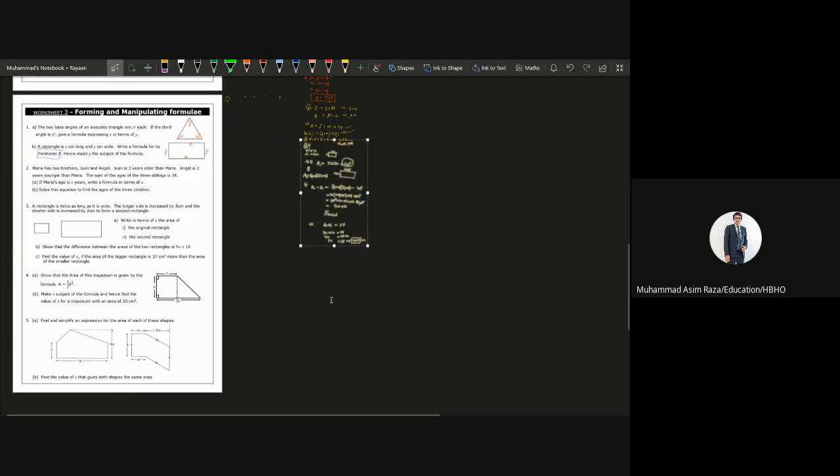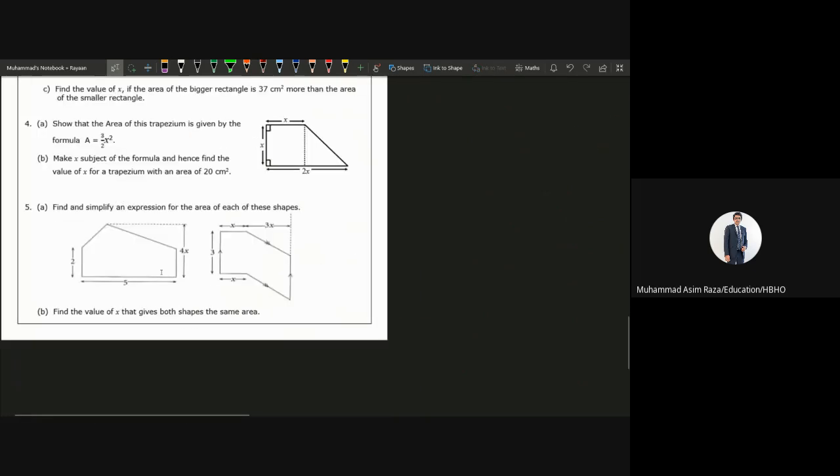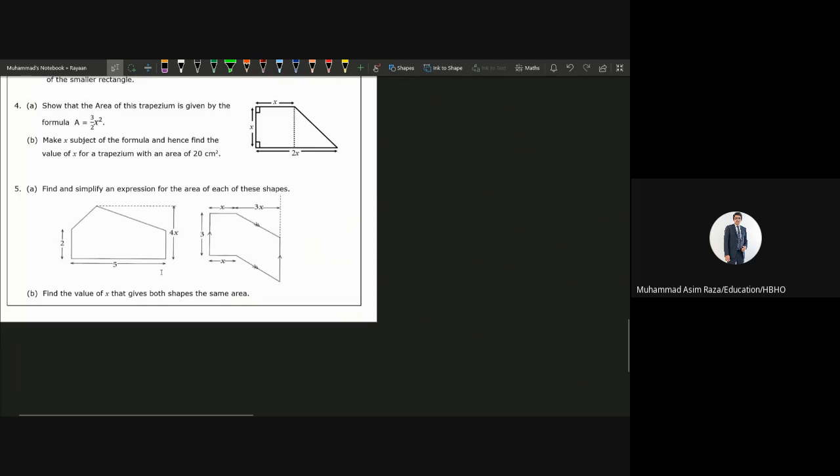Okay, so let's move on to the next one now. Question number 4, part A is shown over here. It says show that the area of the trapezium is given by this formula. So it's very much easier, you know that. Do you know what is the formula for the area of the trapezium? One over 2 into L1 plus L2, where L1 is parallel to L2, into height.